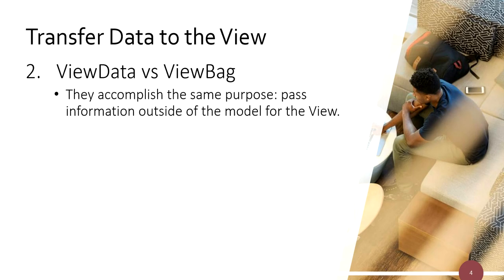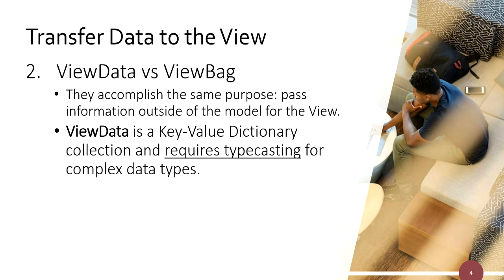Now, what is this? We say view data in our code in the controller, but if you noticed, it was called view bag in the actual view itself. What are these things? How do they relate to each other? Well, really, they're basically two names for the same thing. They accomplish the same purpose: pass information, not part of the model, outside of the model for the view, so we can work with it there.